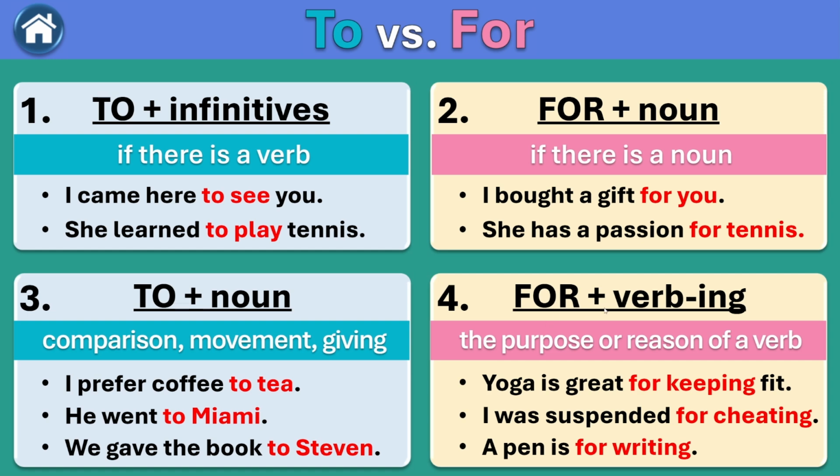Next, for plus verb ing. We use for before a verb and ing ending when you want to explain the purpose or the reason of a verb. So why is yoga great? Yoga is great for keeping fit. Why were you suspended? I was suspended for cheating. A pen is for writing. So if you're saying why something is used or done, use for plus verb ing.